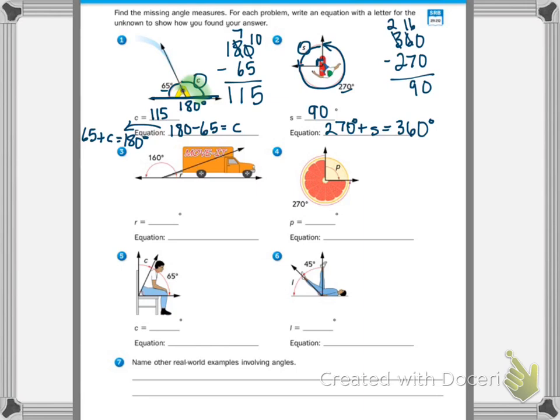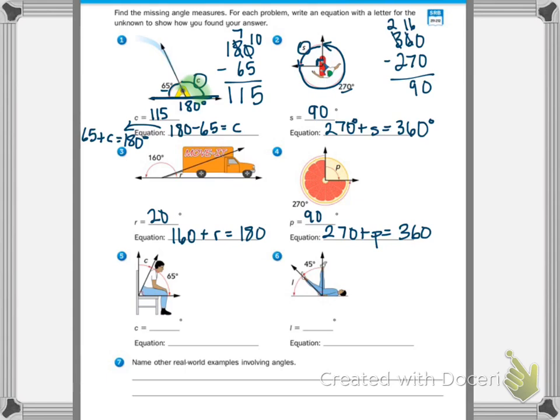Good. All right. I want you to pause this video and try numbers 3, 4, 5, and 6. For number 3, you should have gotten 160 plus R is 180, or 180 minus 160 equals R, and you should have had 20 as your answer. Next one, we should have had 270 plus P equals a full turn, 360, which is exactly what we did on number 2. So that one is a 90-degree angle.